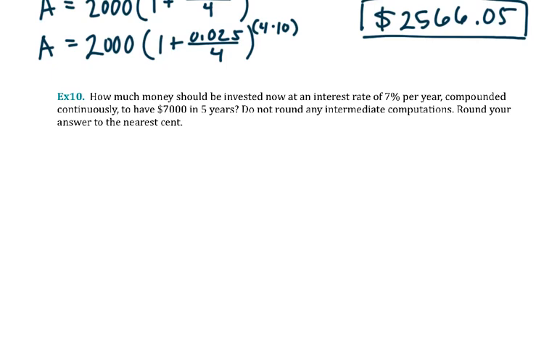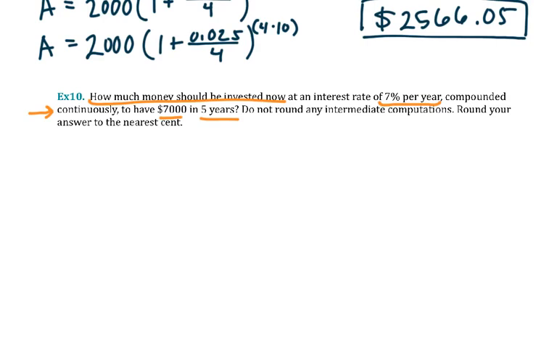Example 10. How much money should be invested? So that's asking us to find the principal. Now, how much money should be invested now at an interest rate of 7% per year, compounded continuously, so that we have $7,000 in 5 years? Continuously lets me know we're going to use our PERT formula. So we've got some important parts here.